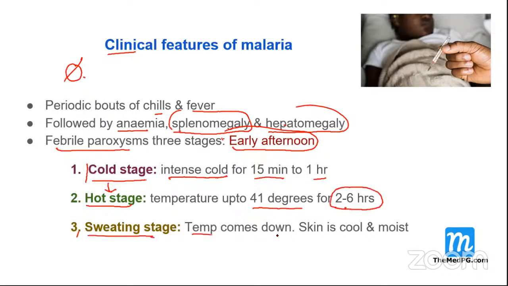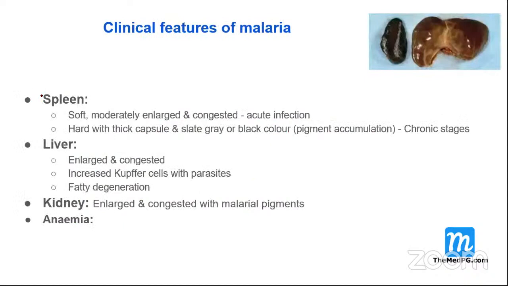And there will be a sweating stage, where the temperature will come down and the patient will feel cool and moist. And another clinical feature is the spleen. If you see the spleen, what is the color of the spleen? How does it look? If it is chronic malaria, the spleen color will be slate gray or black in color. It is basically due to the accumulation of the pigments.